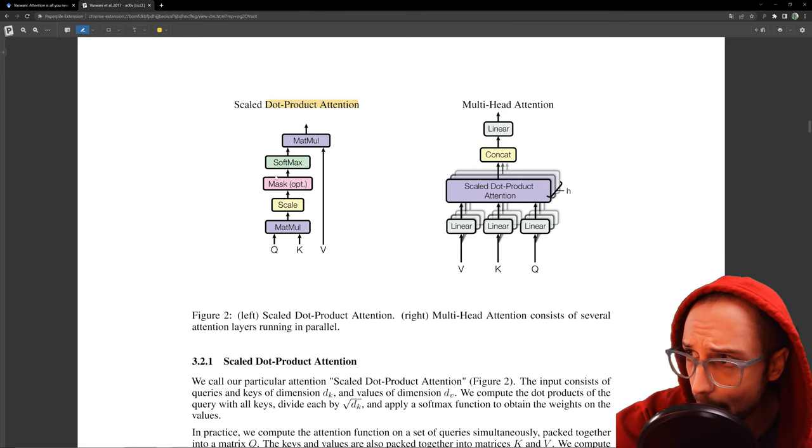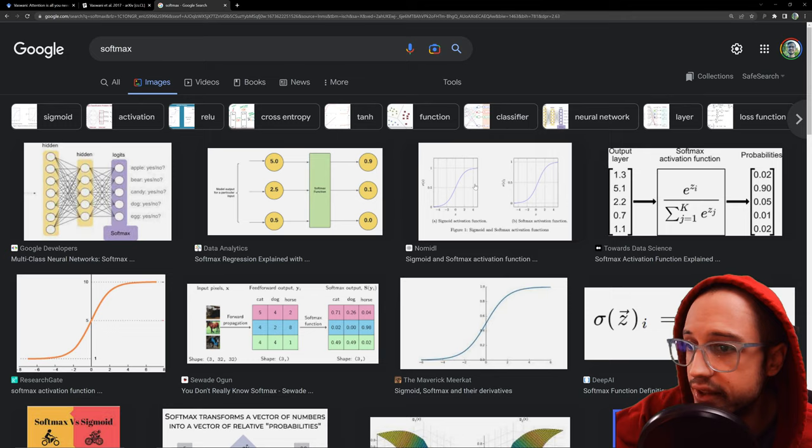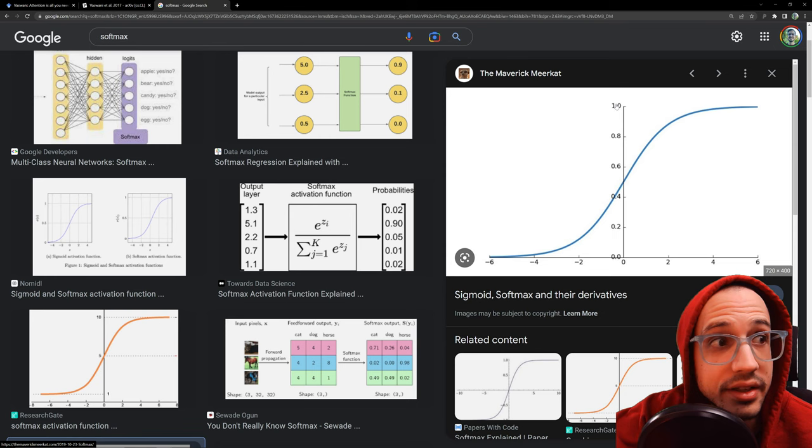Softmax, all that softmax does is it just makes your stuff nice. So, yeah, this is what softmax does. You give it a number between negative infinity and infinity, and it'll make it nice. It'll make it in between 0 and 1. So this is a good example, right?